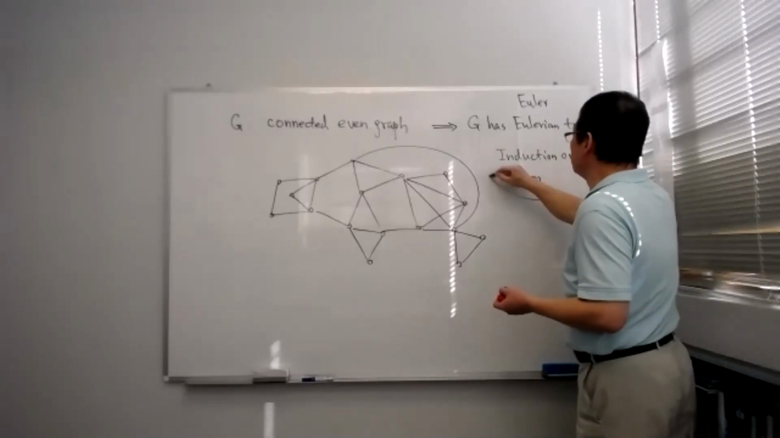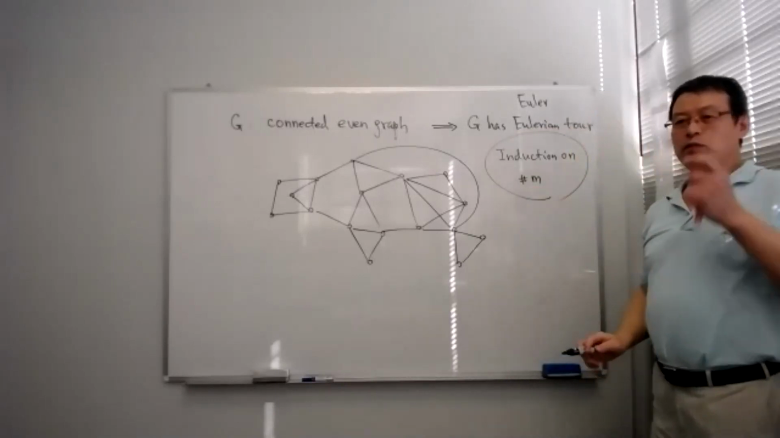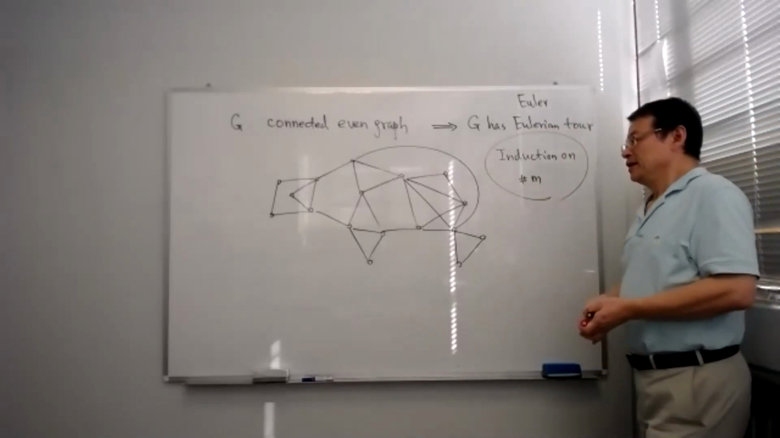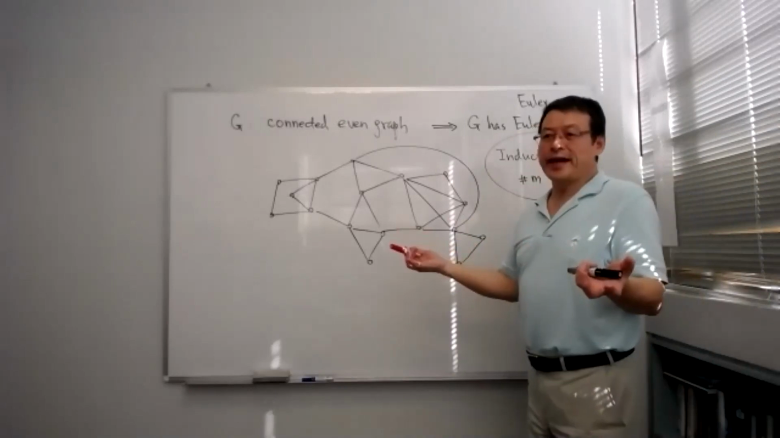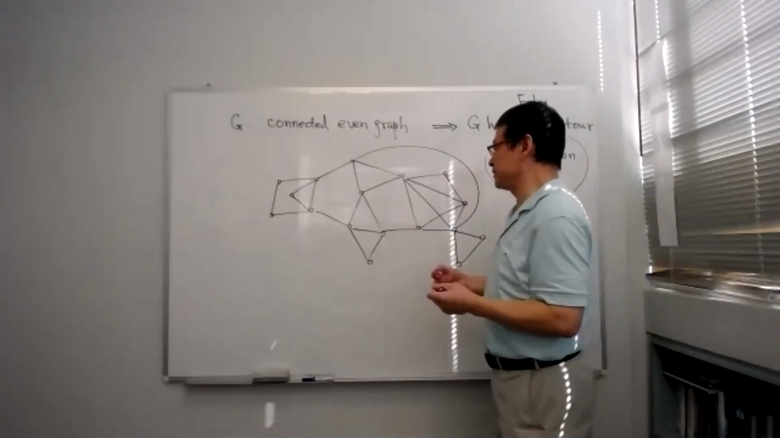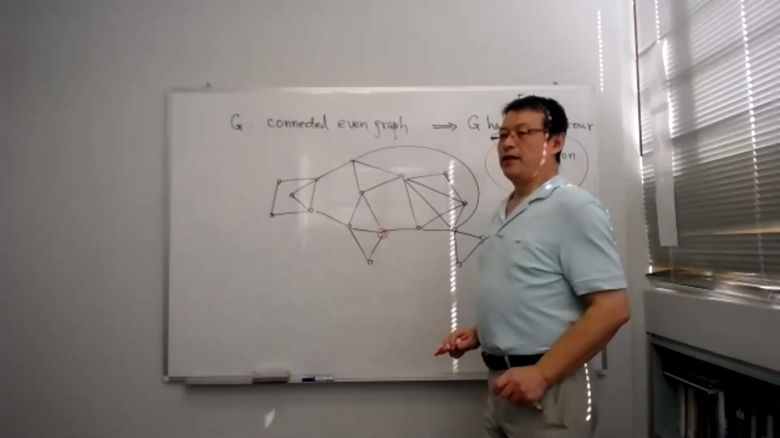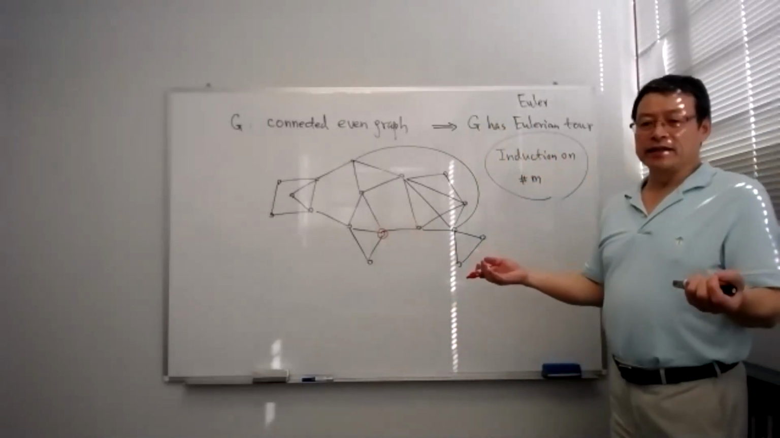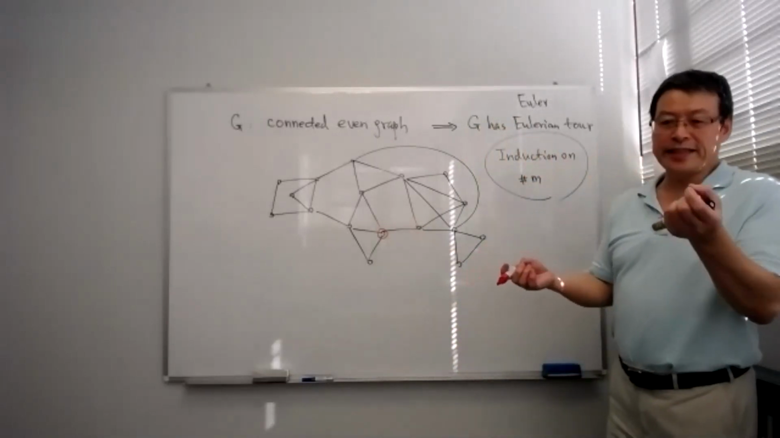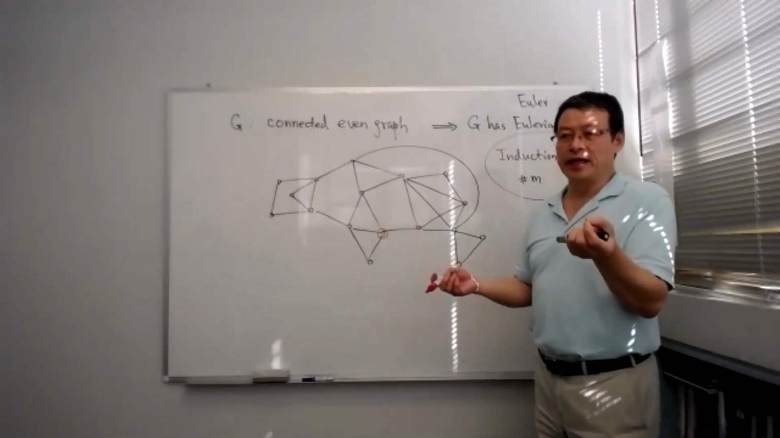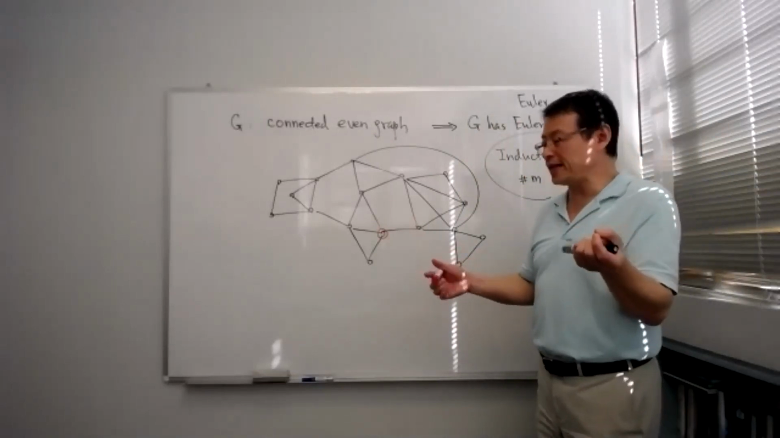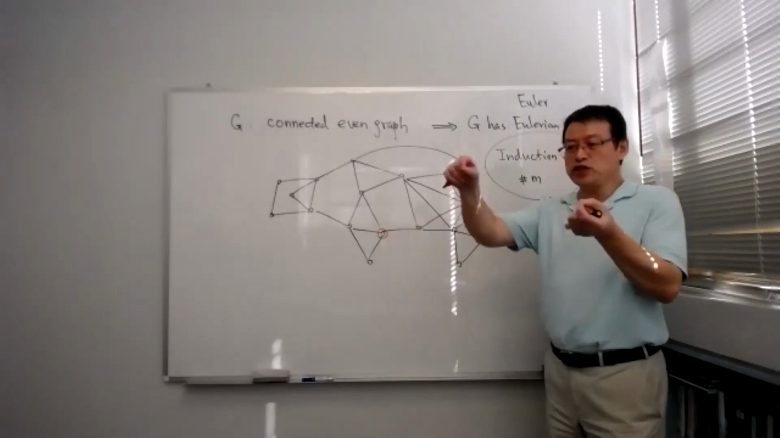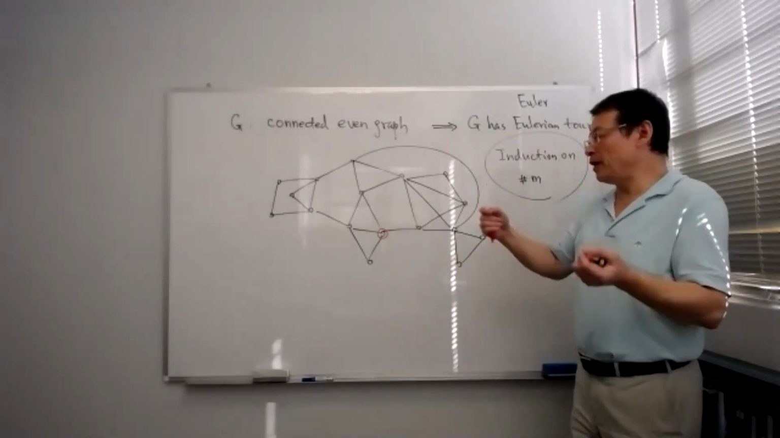On number of edges. All right. So what we'll do is arbitrarily pick a vertex, maybe this vertex. I keep on walking because each vertex has even degree. I can always go out unless I get back to this vertex, because each time I take out two edges, I keep on walking.